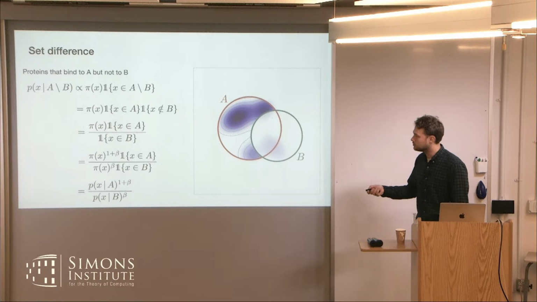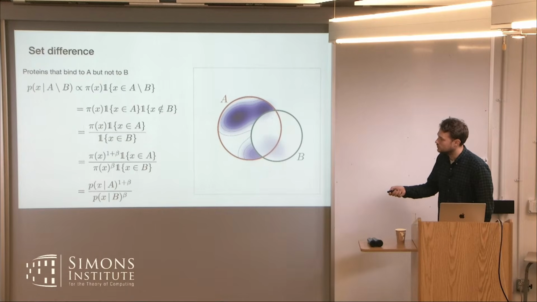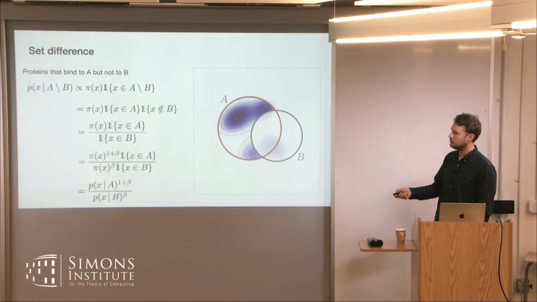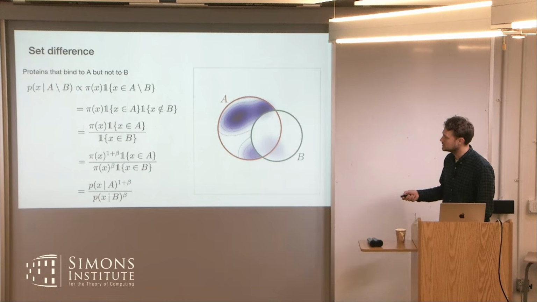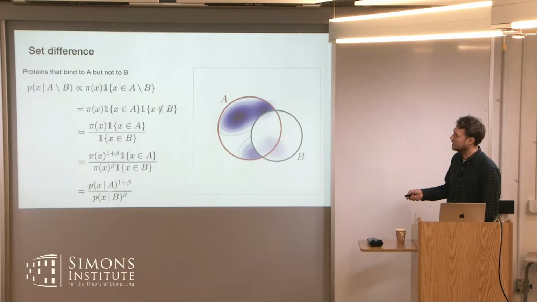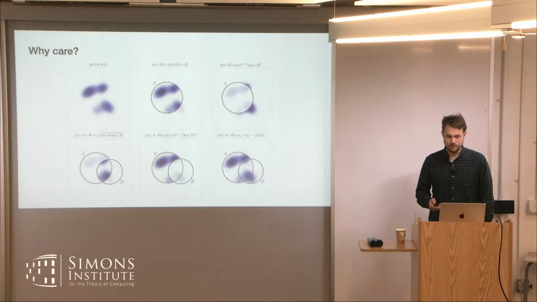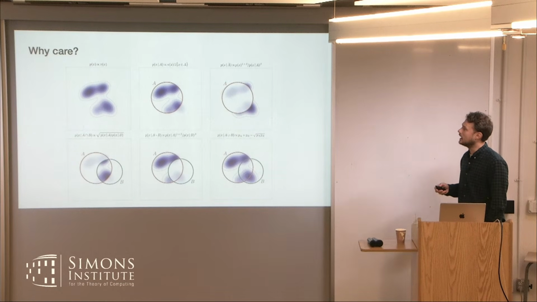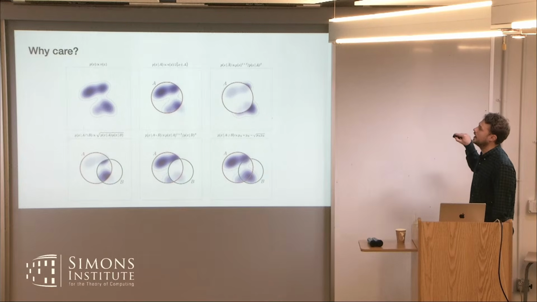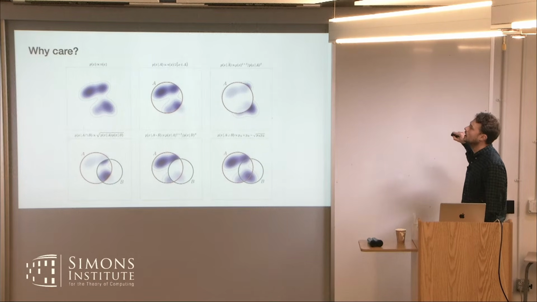Then we multiply by pi of x to the power of beta identity, and we arrive at the algebraic expression that depends on P of x given A, P of x given B to some powers, divided, multiplied, something like this. So that's the main thing. It's a very simple expression, and in terms only of P of x given A, P of x given B.